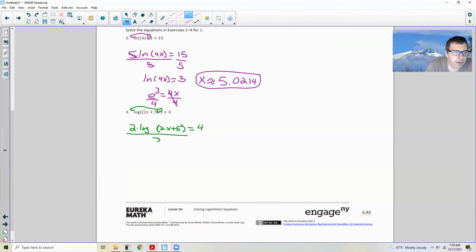Divide both sides by 2. See how quick we get rid of that exponent? 2 steps. Bring it out in front and divide. So now we have the log of 2x plus 5 equals 4 divided by 2, which is 2. Now I'm going to convert that into an exponential. Base is 10, L is 2, x is 2x plus 5.